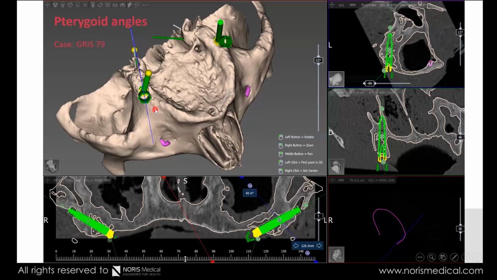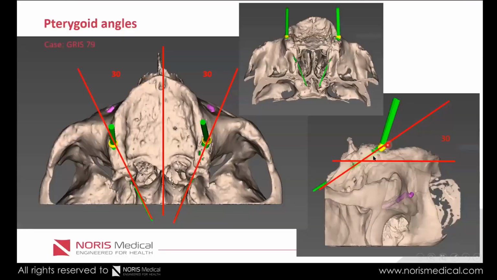is that we don't start drilling and perforating the bone hoping to have the right angles. The way to do that is to take an osteotome. We position the osteotome at the expected entering position with 30 degrees towards the hamulus and medial plate, and 30 degrees from the occlusal plane, and we start pushing the osteotome in this direction.